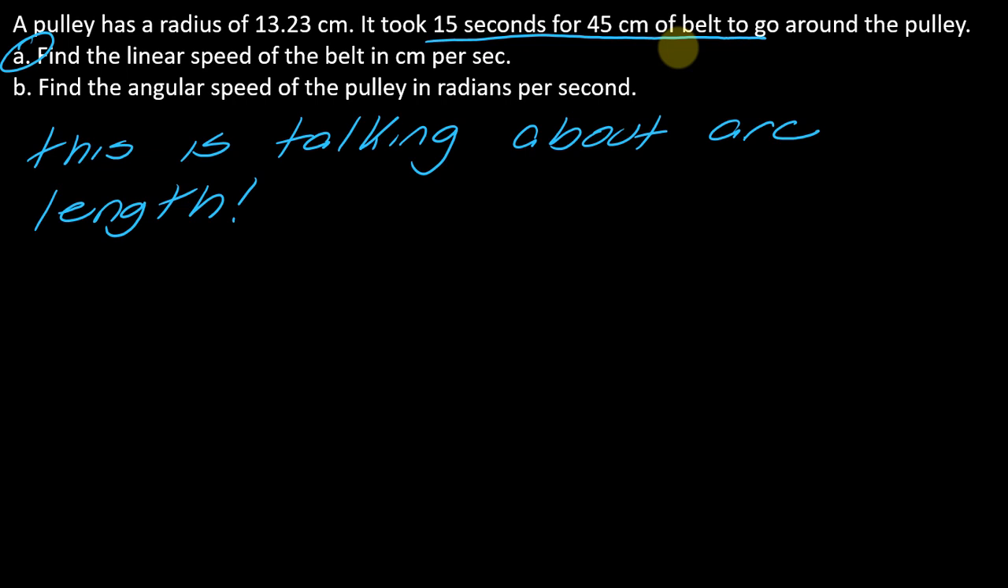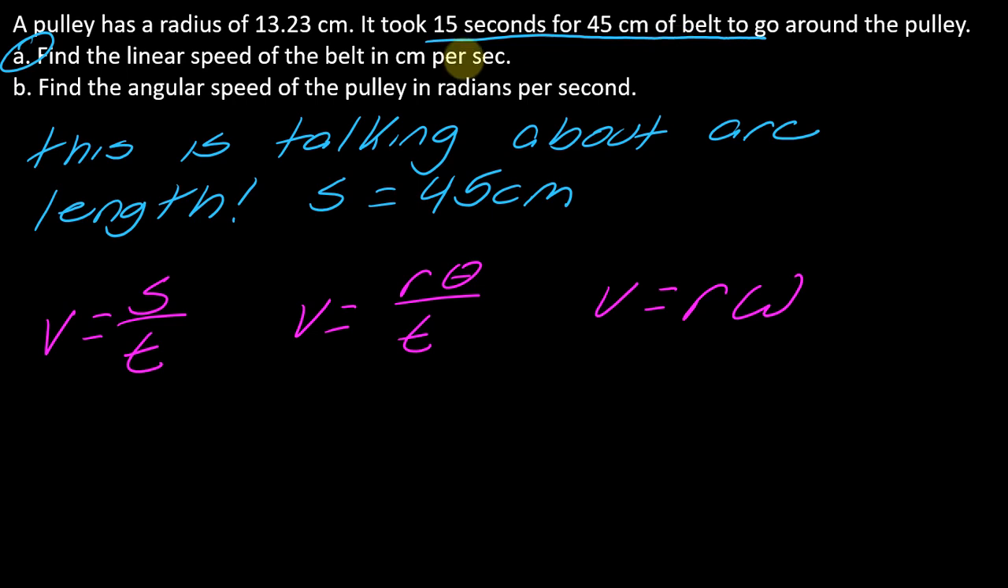This is talking about arc length. We can think of this 45 centimeters, that is a distance, as arc length in this problem. That's helpful because this first problem is asking about linear speed, and I know I have these 3 different formulas for linear speed, but since I have identified that this piece of information here is s, I want to use this version of linear speed.